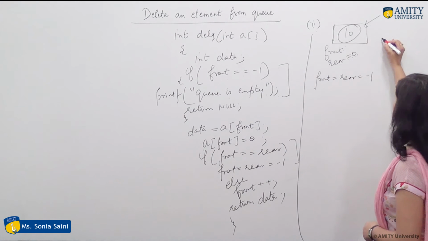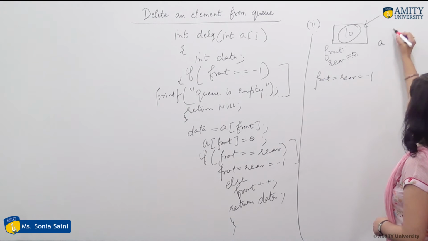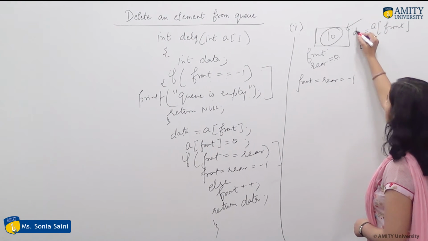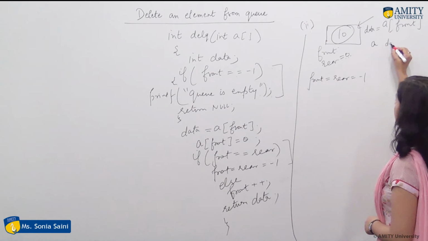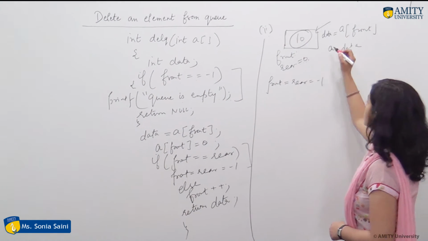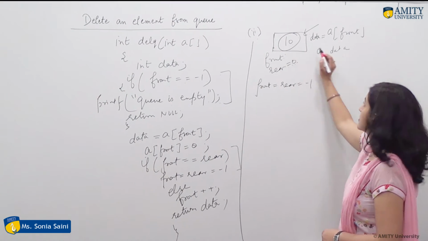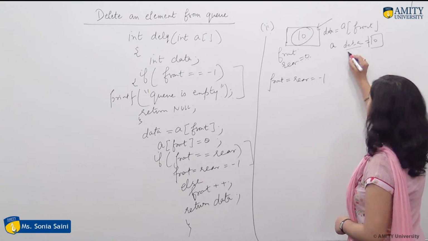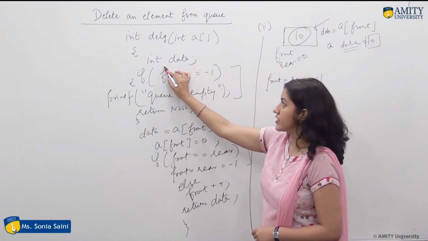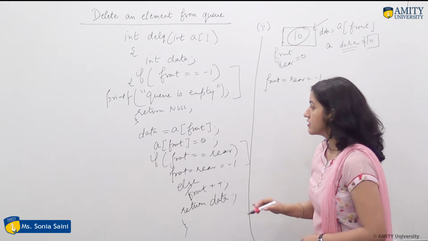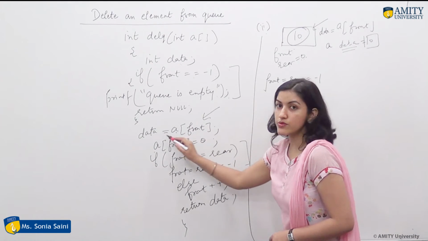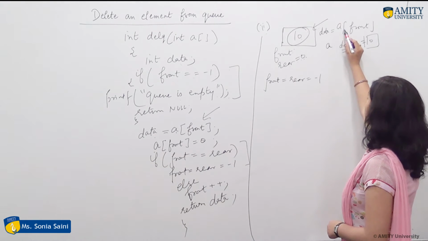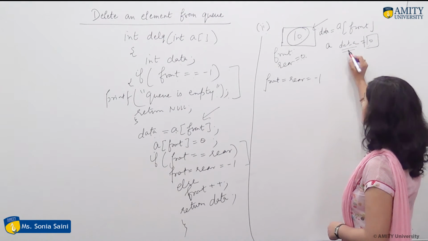How to remove? Assign A front to any temporary variable. Now we have assigned A front, the element at A front is 10. We have assigned it to a temporary variable. For the data part, we have taken a variable data, that is of type integer. We have assigned A front to the data variable. Data is equal to A front. Then we have assigned 10 to data.